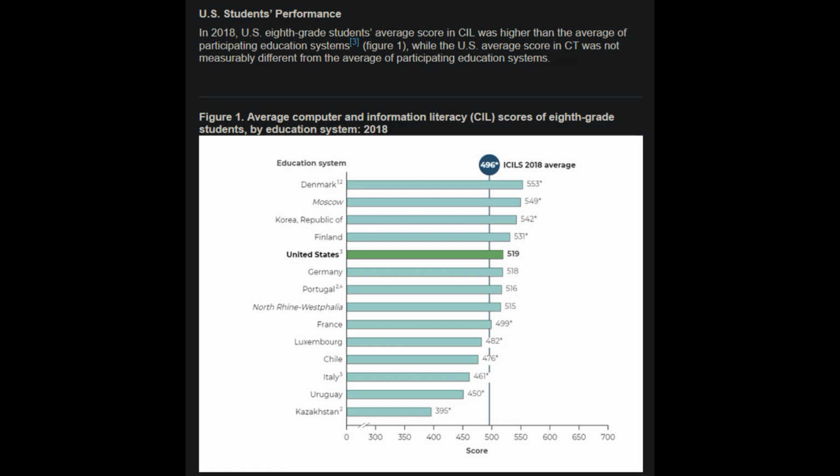nces.ed.gov article here, Figure 1, Average Computers and Information Literacy, CIL, scores of the 8th grade students by education systems in 2018. Looking at the United States, you can see that we hit a 519 above the ICILS 2018 average. So by this, arguably, United States is far more computer literate, and we don't even see the UK on here. So computer literacy might be a problem, but it's certainly not here.